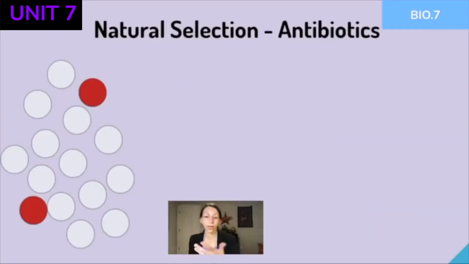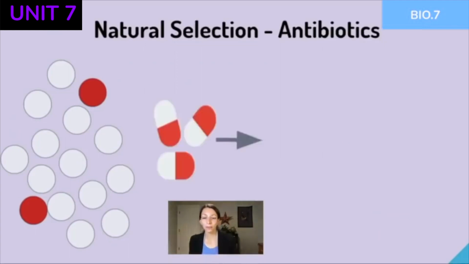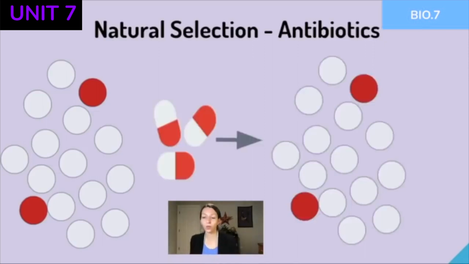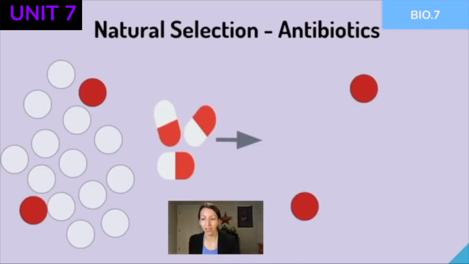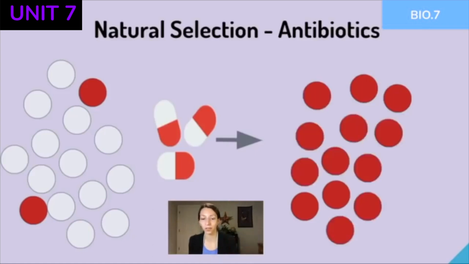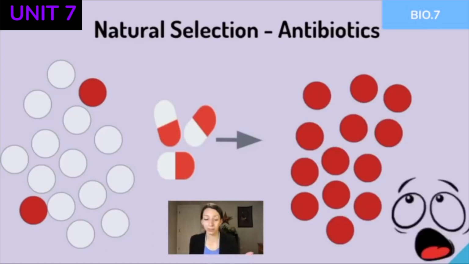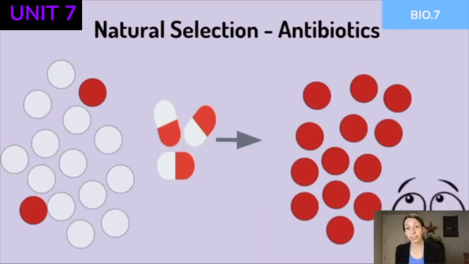For example, if we have a population of bacteria and some of those bacteria are naturally resistant to antibiotics, when we treat that population with antibiotics, only the ones with the resistance will survive. That gives the opportunity for the resistant bacteria to survive and reproduce and pass on the resistant gene to their offspring. And what we've done here is created an antibiotic-resistant population. The resistant bacteria were more fit, and they have survived and reproduced at a greater rate than non-resistant bacteria.